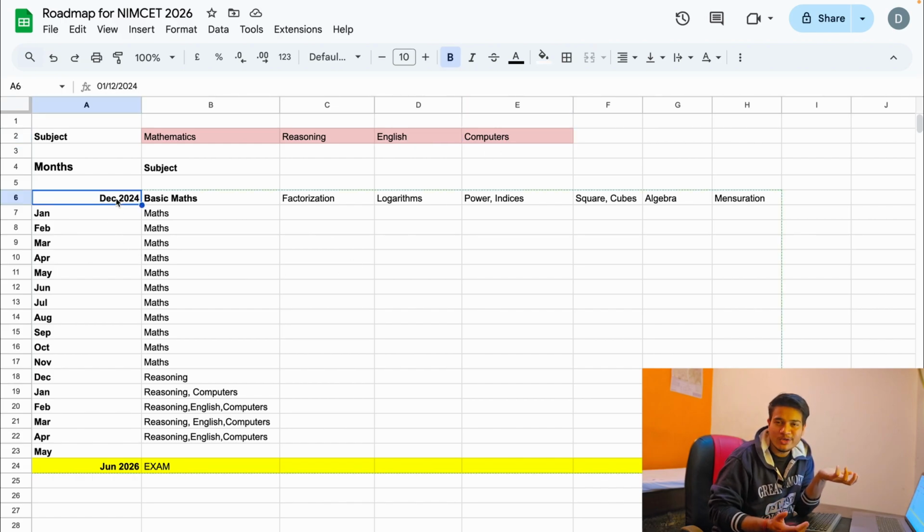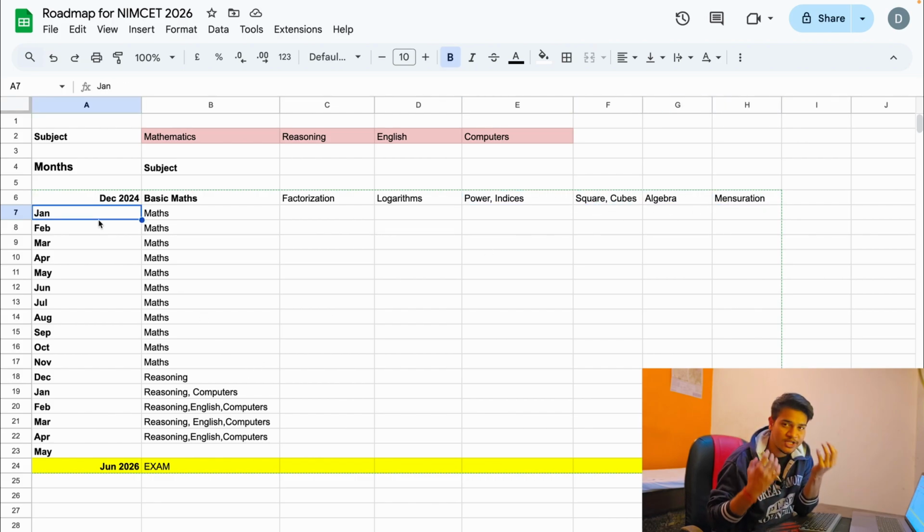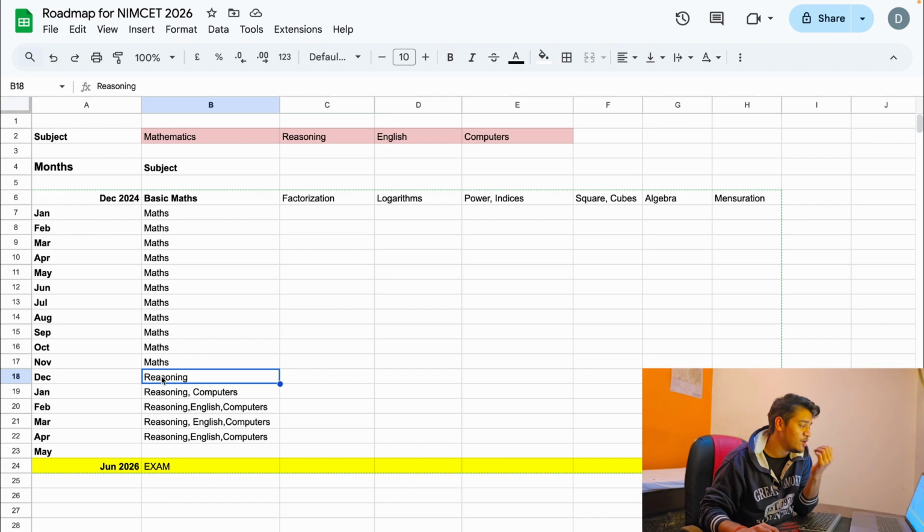December is already going to be over, you have only 20 to 24 days. So you can spend this December covering basic mathematics: factorization, logarithm, power indices, squares and cubes, algebra and mensuration. From January, you will start your actual preparation of mathematics. Till November, you will be focusing mostly on maths. After that, you will start preparing for reasoning, computers, English and maths.